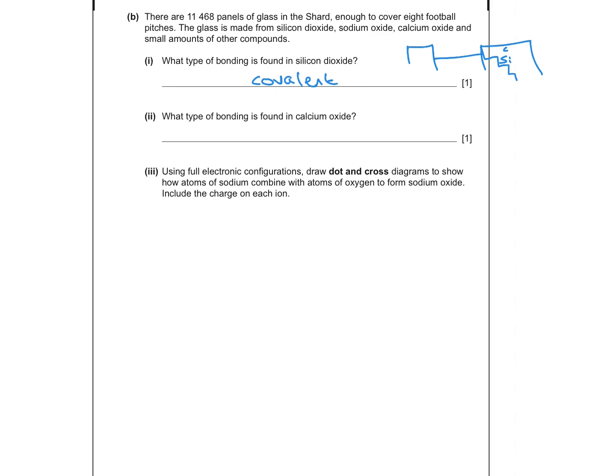Calcium oxide, well, calcium is over here in group 2, and then you've got oxygen over here in group 6. So you've got a metal and a non-metal. It's going to be ionic.